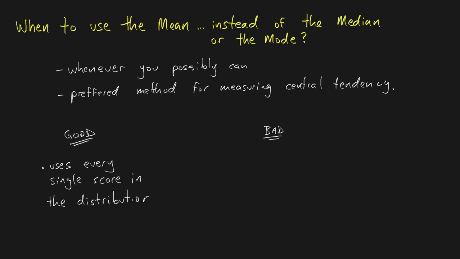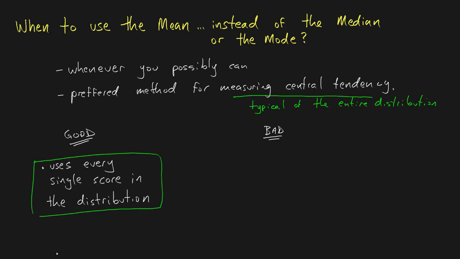And remember, the whole idea of a measure of central tendency is to describe what's typical of the entire distribution. So the mode and the median both don't do that. The mode chooses a single value, and the median only looks at the lowest and the highest values, whereas the mean uses every single score in the distribution.